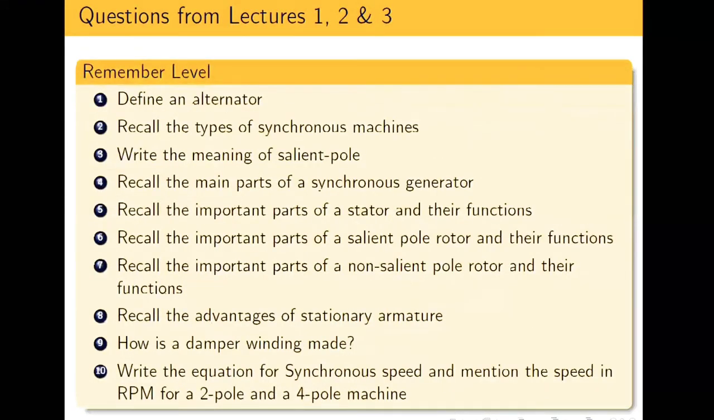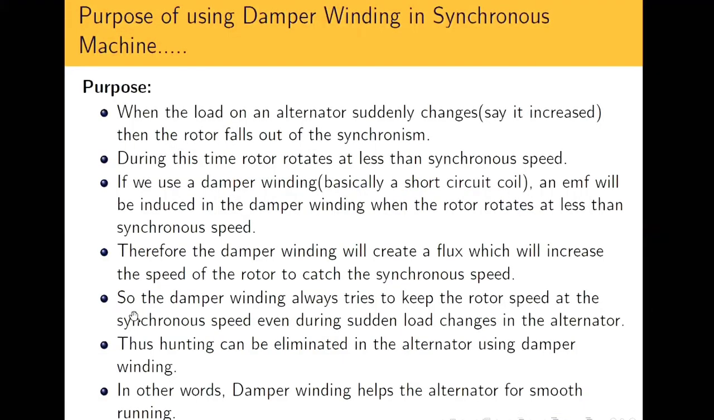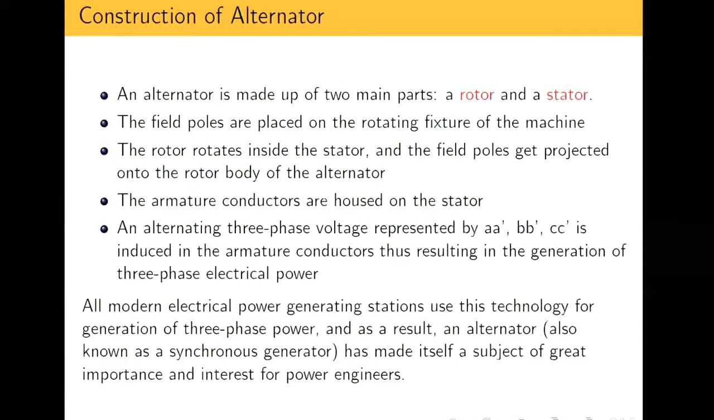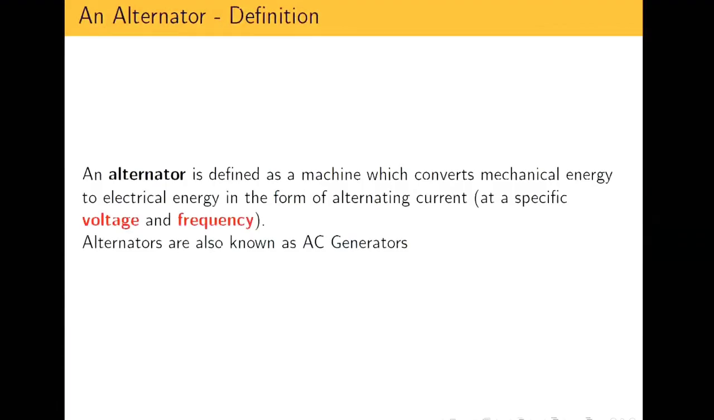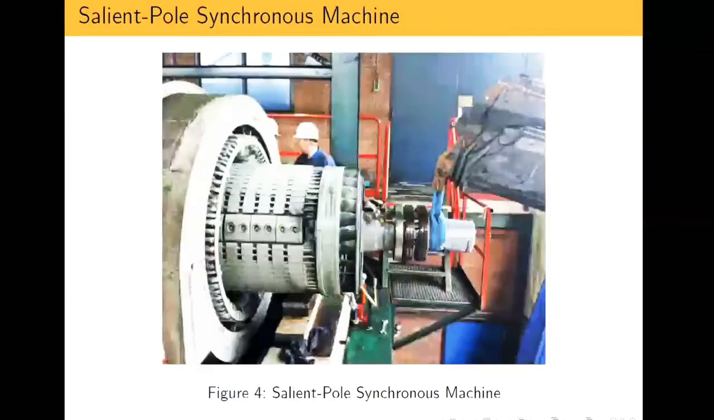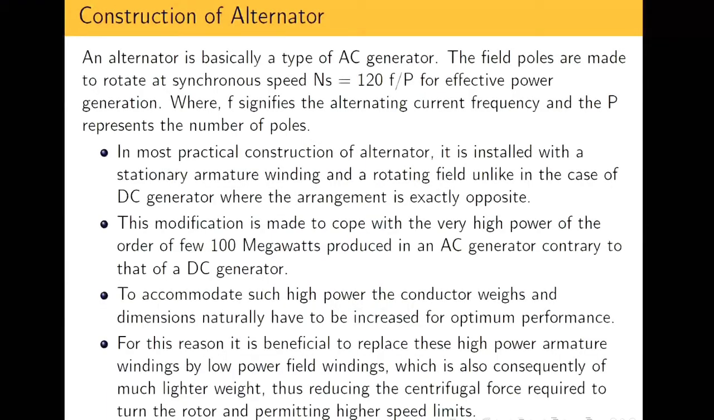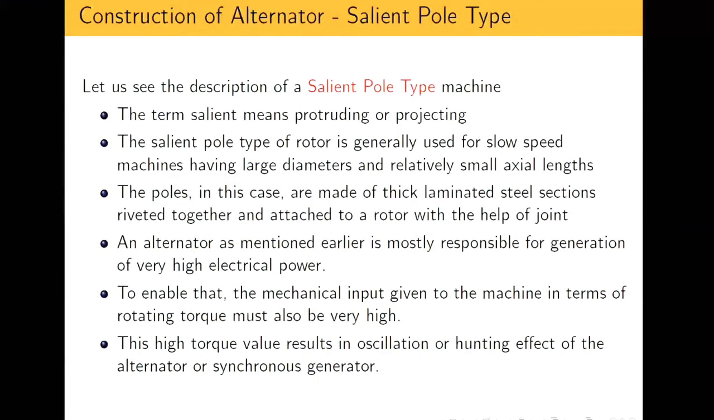Okay, and write the meaning of salient pole. I think we have discussed this meaning of salient pole. Every question, the answer is here. Yes, here we have the answer. Salient pole type machine, the term salient means protruding or projecting. I want this answer to be written, right? The term salient means protruding or projecting.